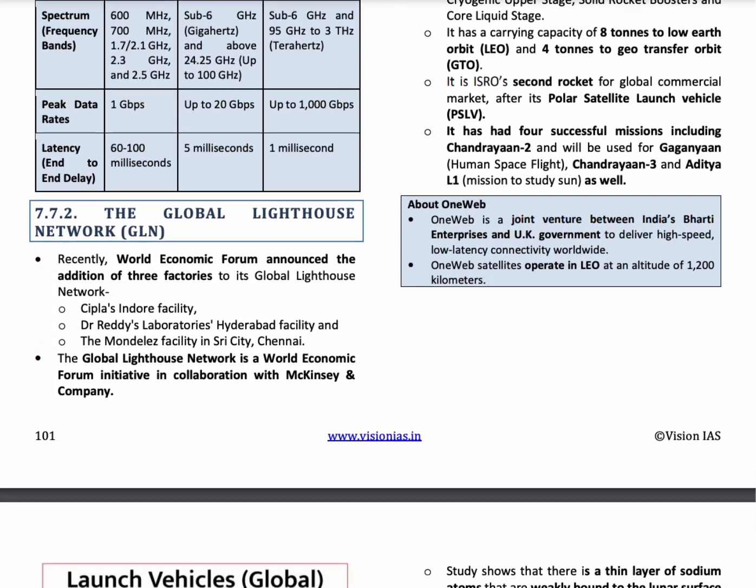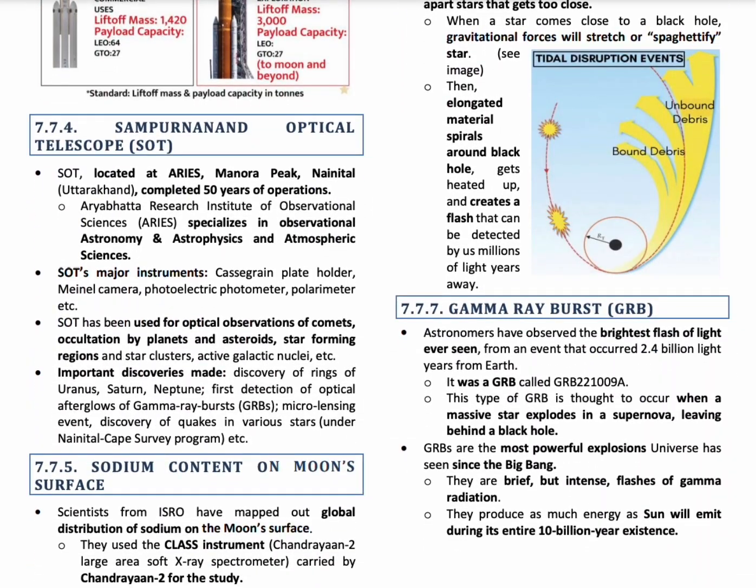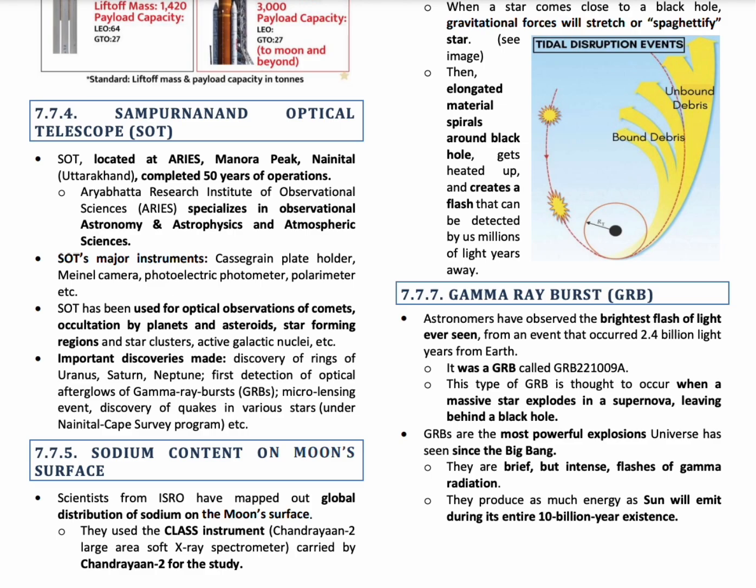The next topic is the Sampurnanand Optical Telescope. This telescope is used for the optical observations of comets, occultation by planets and asteroids, star forming regions and star clusters, etc. It has discovered the rings of Uranus, Saturn and Neptune, and first detected optical afterglows of gamma ray bursts and a microlensing event, discovery of quakes in various stars, etc. This telescope has completed 50 years of its operation.